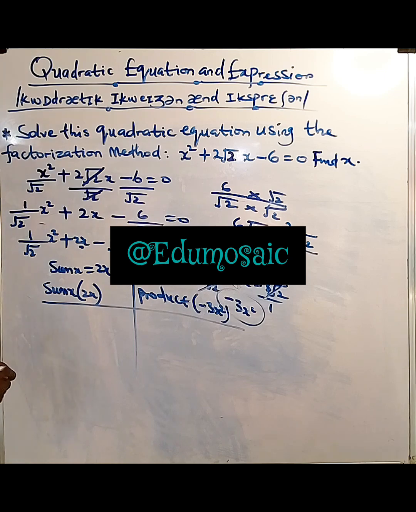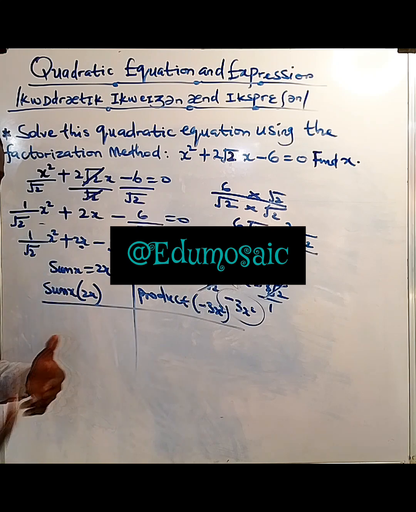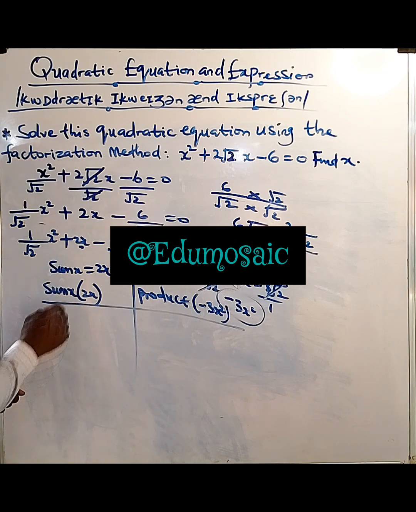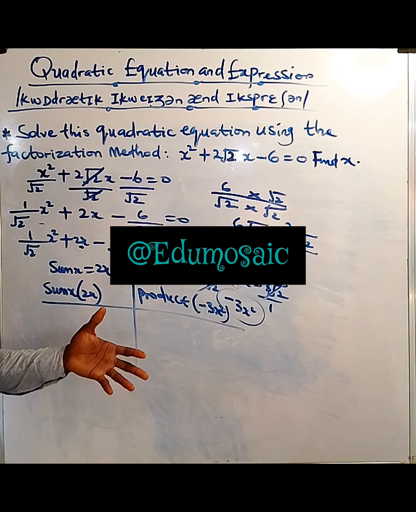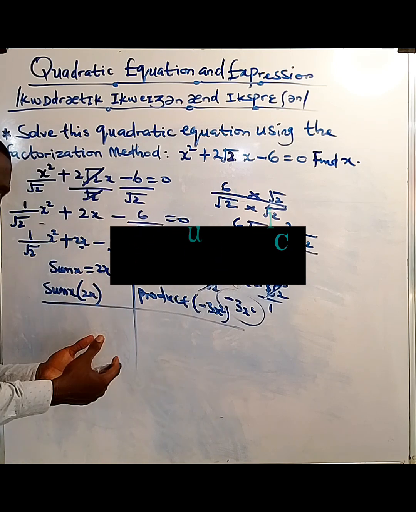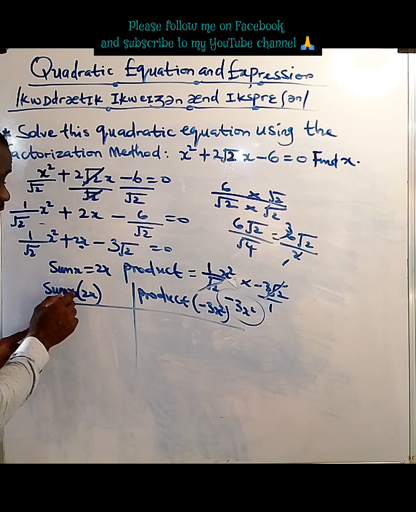So what do we do next? Don't forget, whenever the product is negative, it means two factors with different signs came together to give that product. Here the product is minus 3x squared, so one factor is plus and the other is minus. The sum here is positive, so the bigger factor has a positive sign and the smaller factor has a negative sign. That's what it means to have a positive sum.